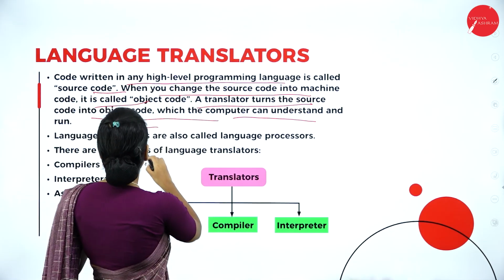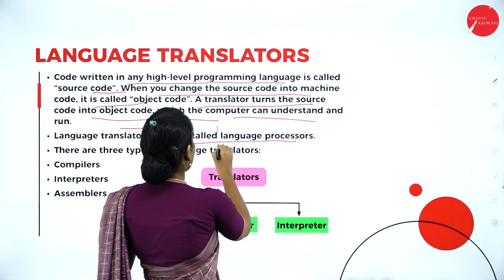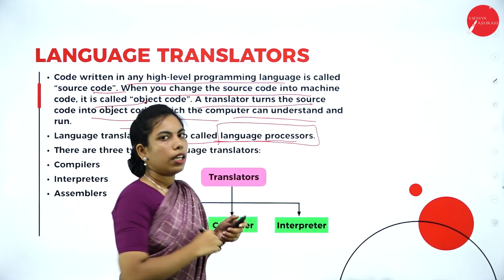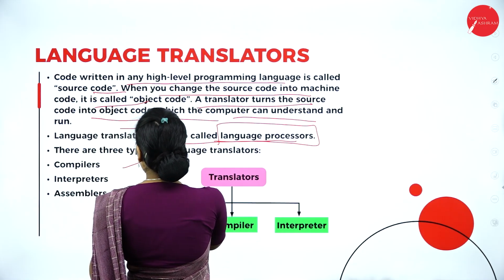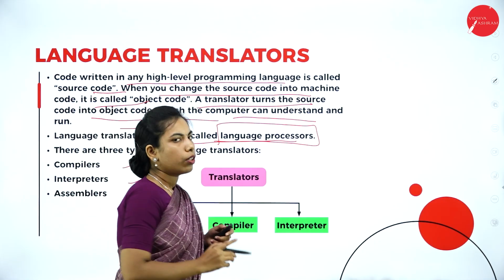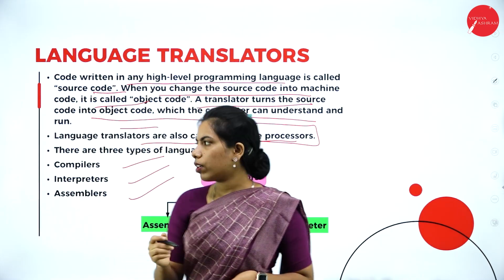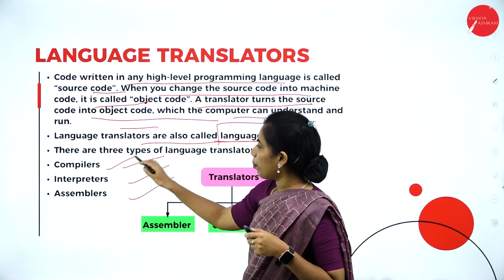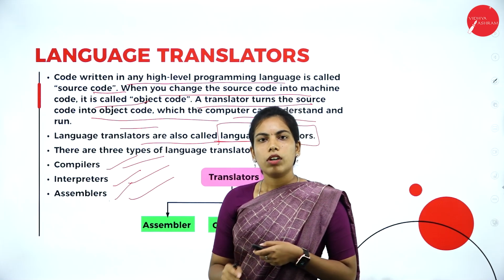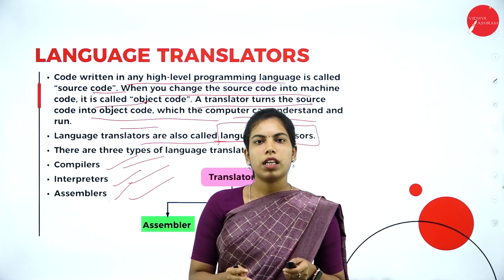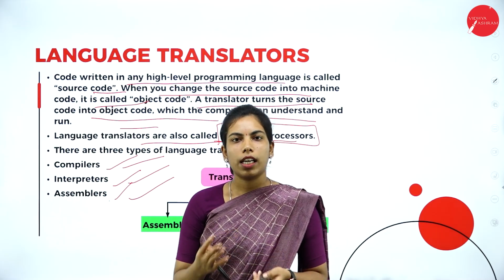Language translators are also called language processors. Let's see what the language translators are: compilers, interpreters and assemblers. Don't confuse computer languages and language translators. For language translators we only see compilers, interpreters and assemblers. But computer languages are low level language, middle level language and high level language, that is machine level language, assembly level language and also high level language.